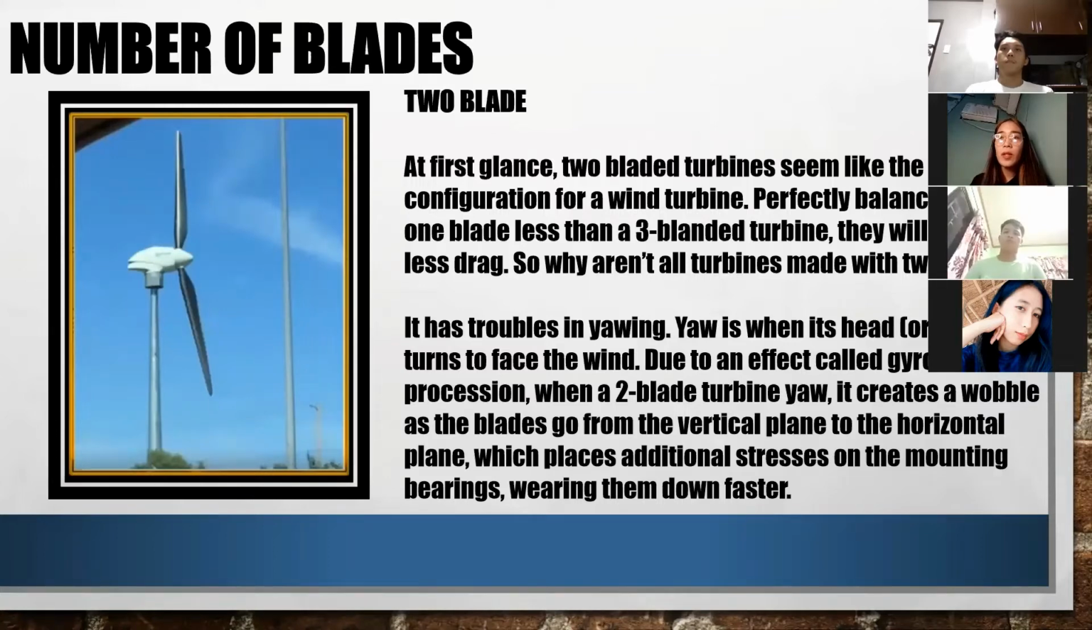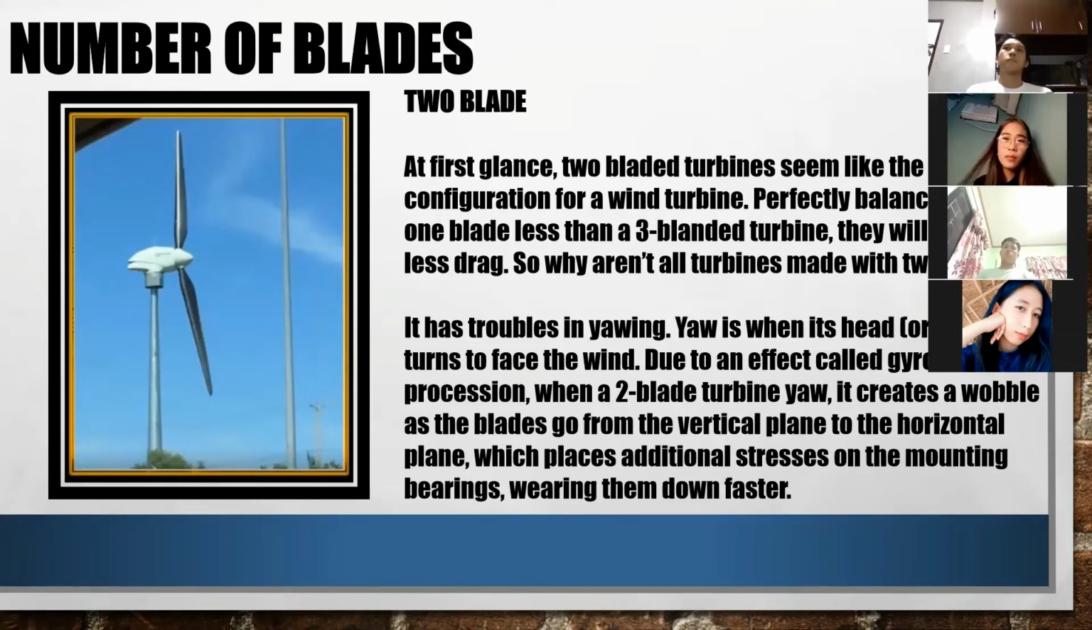Yaw is when its head or nacelle turns to face the wind due to an effect called gyroscopic precession. When a two-blade turbine yaws, it creates a wobble as the blades go from the vertical plane to the horizontal plane, which places additional stresses on the mounting bearings, wearing them down faster.